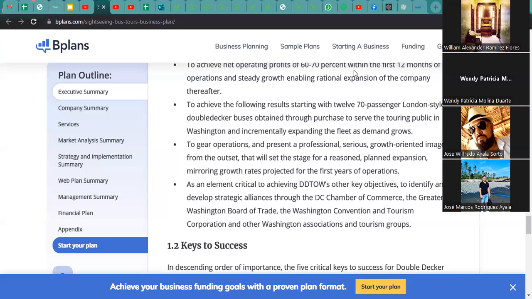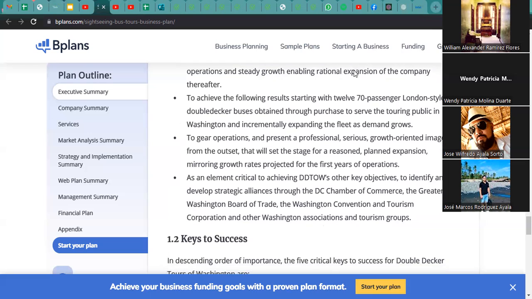Perfect. So yes, these are like the objectives on how to grow, right? So it's very important, as you say, because yeah, you can say we're going to have $22 million in the next 2 years. But how are you going to do that? I mean, we want to know how that is going to happen. So definitely, this is one of the most important things here.